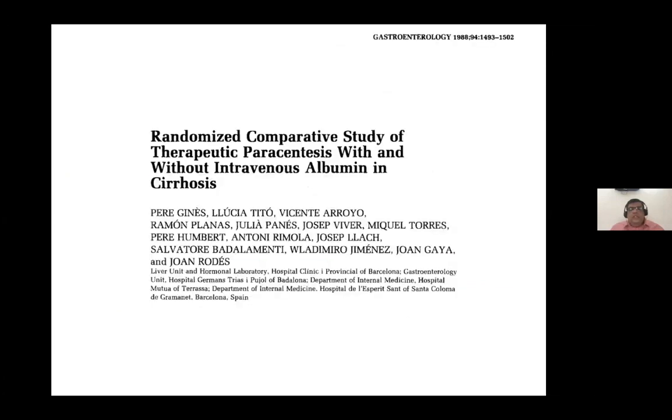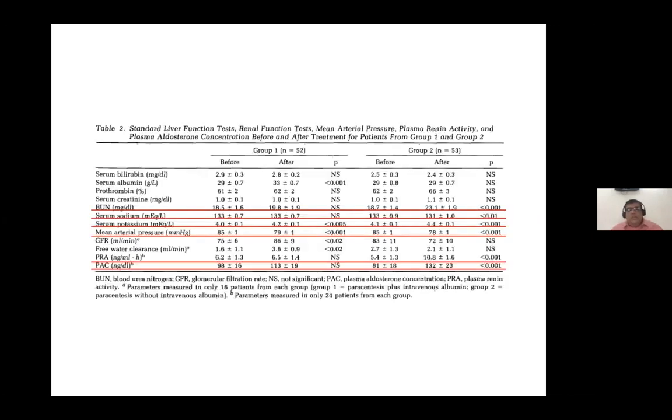So Pere Ginès is my teacher, under whom I trained, did this excellent study way back in 1988 to see whether giving intravenous albumin after paracentesis helped or not. And what they showed was that in patients in group 1, which is the one which received the albumin therapy, there was no drop in the BUN and the sodium levels, unlike the control arm, as well as the plasma renin activity and the plasma aldosterone concentration did not differ 5 days after the tapping in those who got albumin as compared to those who did not.